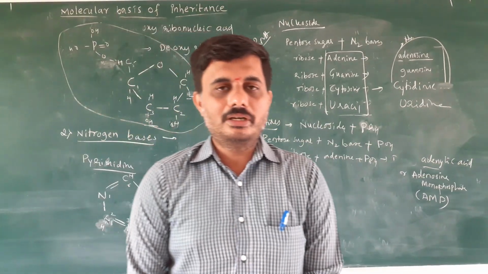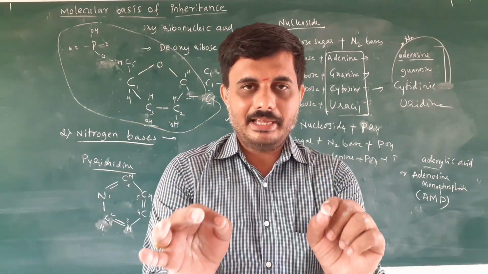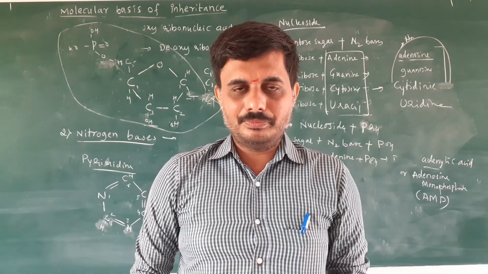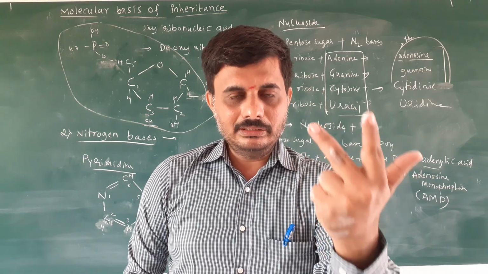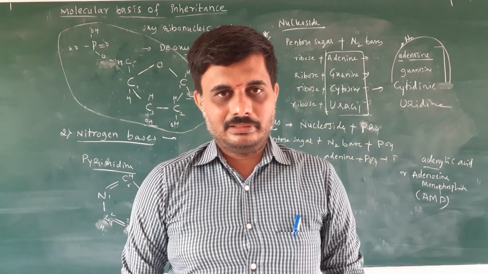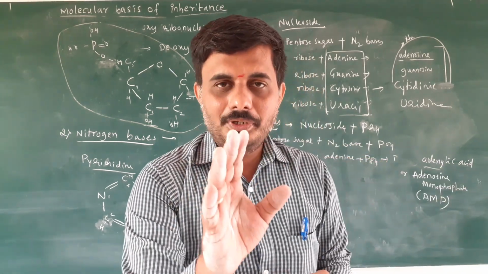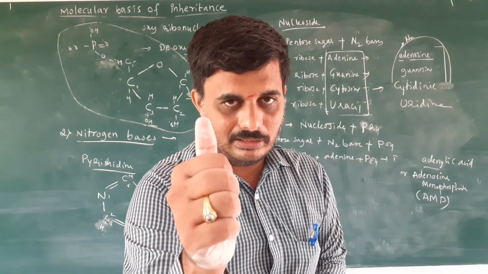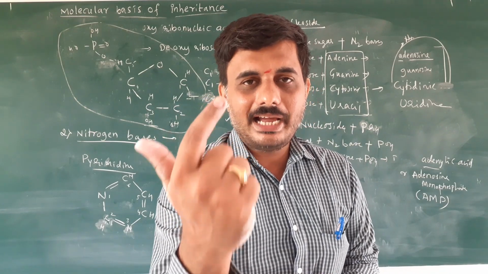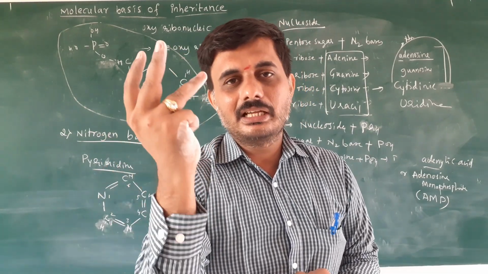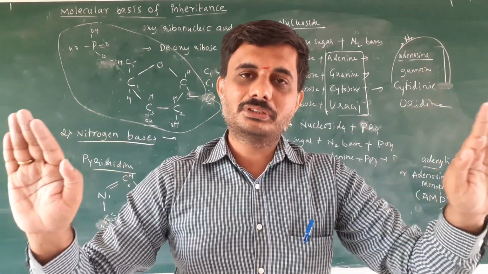So today we learned about the components of both RNA and DNA. RNA has the pentose sugar, that is the ribose sugar. Nitrogen bases present in RNA are adenine, guanine, cytosine and uracil, and the phosphate group is present. The components of DNA are the pentose sugar, deoxyribose sugar, the nitrogen bases adenine, guanine, cytosine and thymine, and the phosphate group.